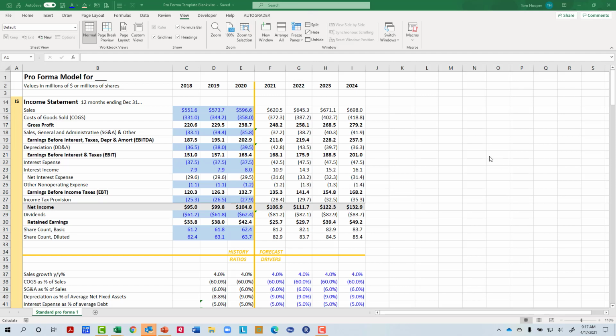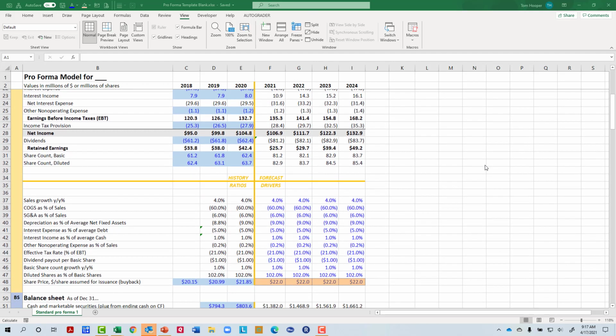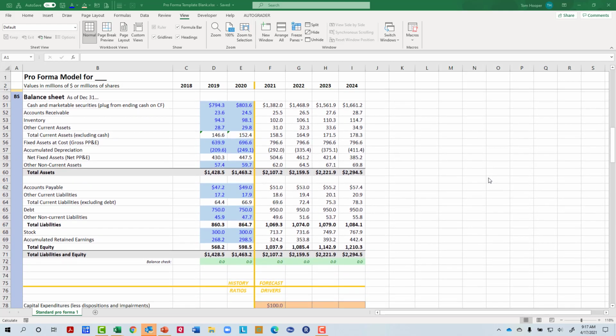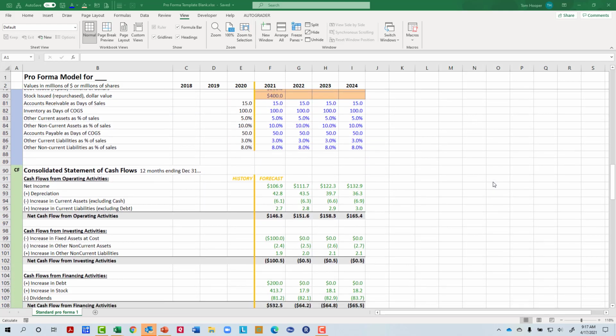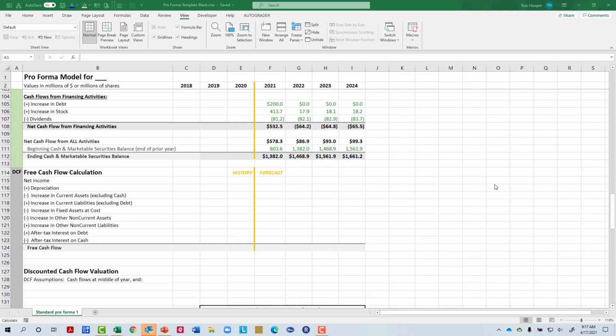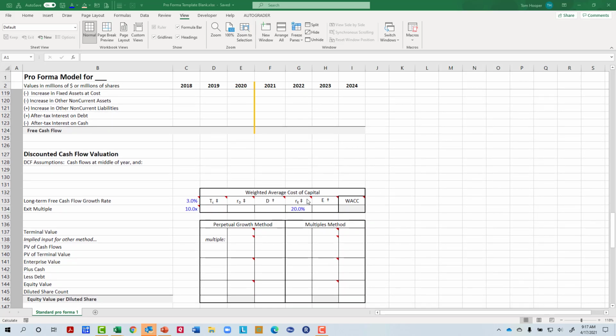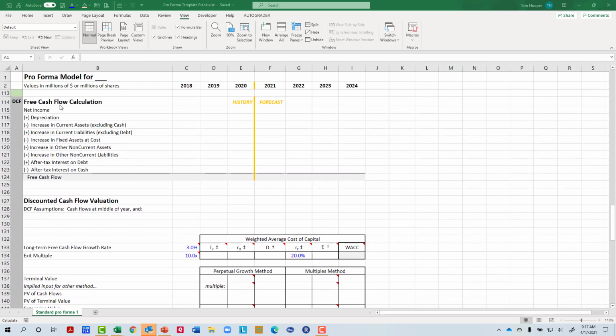Now let's take our balanced and forecast three-statement pro forma model and use it to estimate equity value per share. We'll do that using the discounted cash flow method. The discounted cash flow method looks at the current value of future cash flows. So we need to do a free cash flow calculation.